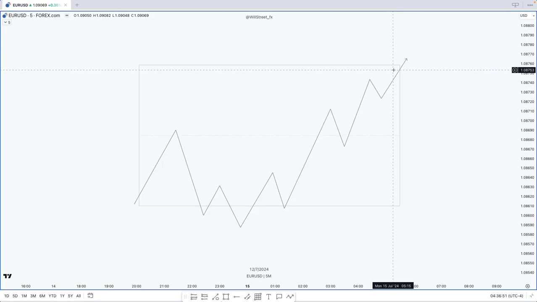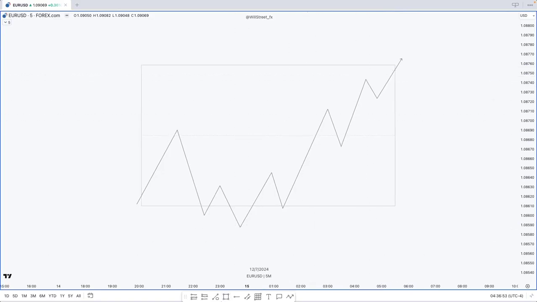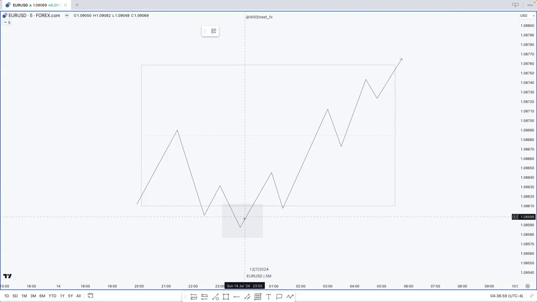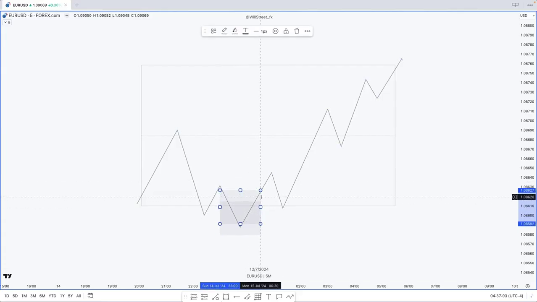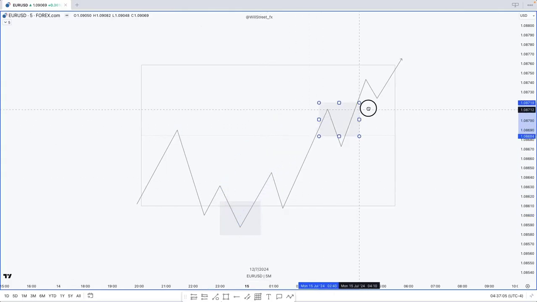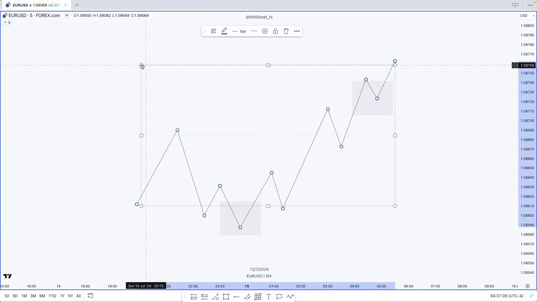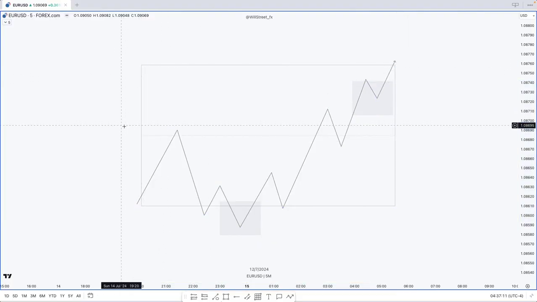So, where are we buying? We want to buy here because it is the most optimal point to go long in this case, and here, the last leg going into the final target of the range high.